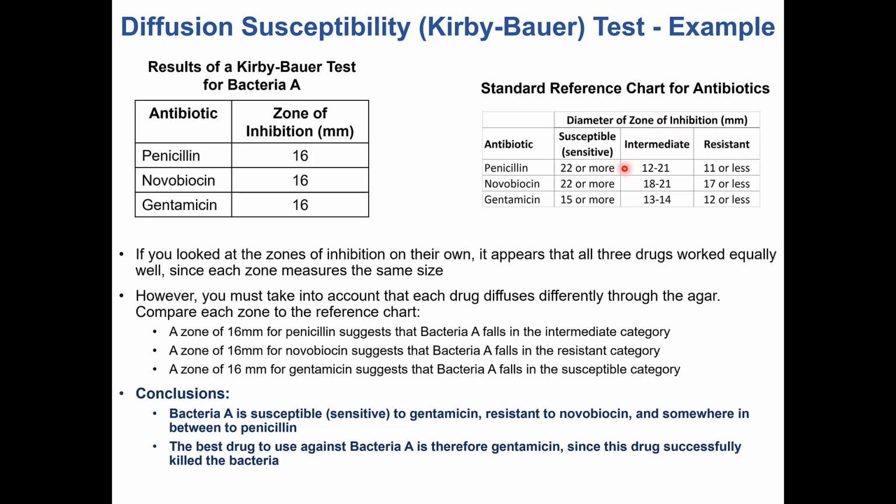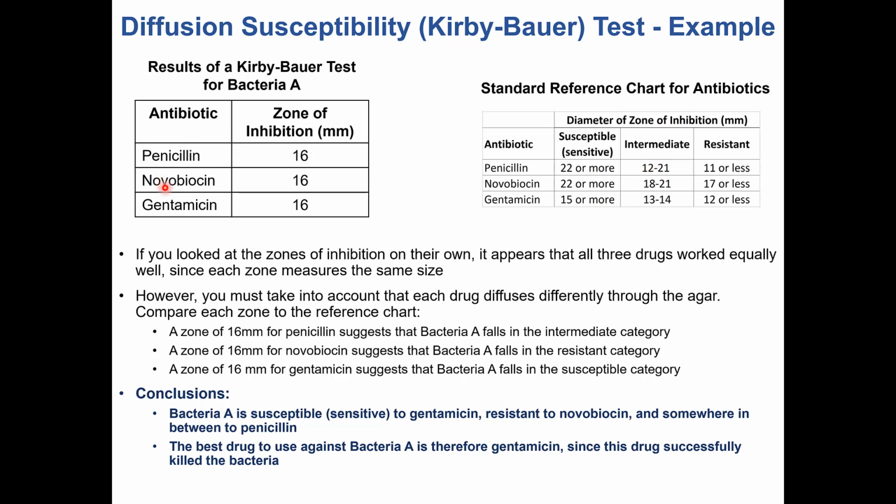So let's go through this one by one. If we're looking at penicillin, I'm looking at my results of the test. Penicillin gave a zone of inhibition of 16 millimeters on bacteria A. I take this 16 millimeters and I compare it to the reference chart. So for penicillin, a zone of inhibition of 16 millimeters falls in this intermediate range. Intermediate, for penicillin, means 12 to 21. 16 falls within that range.